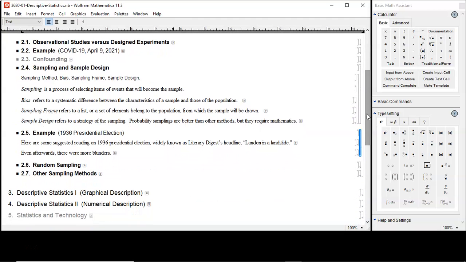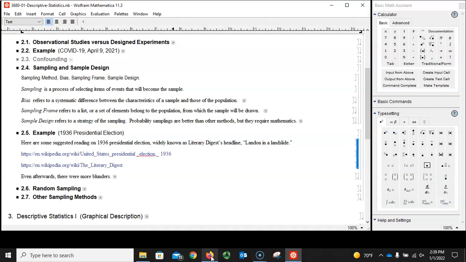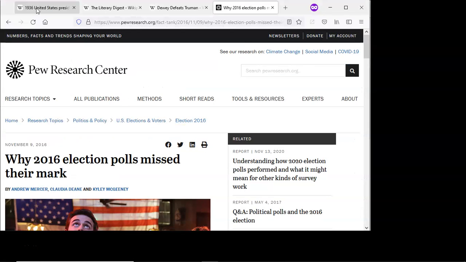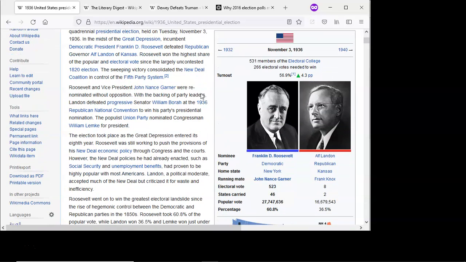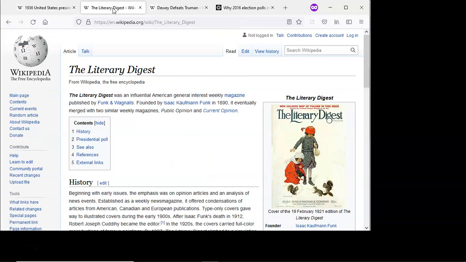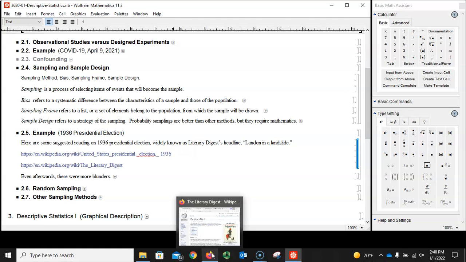1936 presidential election, Landon in a landslide. Here are a couple of nice reading materials, and I have them open already. 1936 United States presidential election, everybody knows the result, it is FDR, and he won big time. But not according to a magazine called Literary Digest. They called Landon in a landslide. Of course, it turned out the other way around.